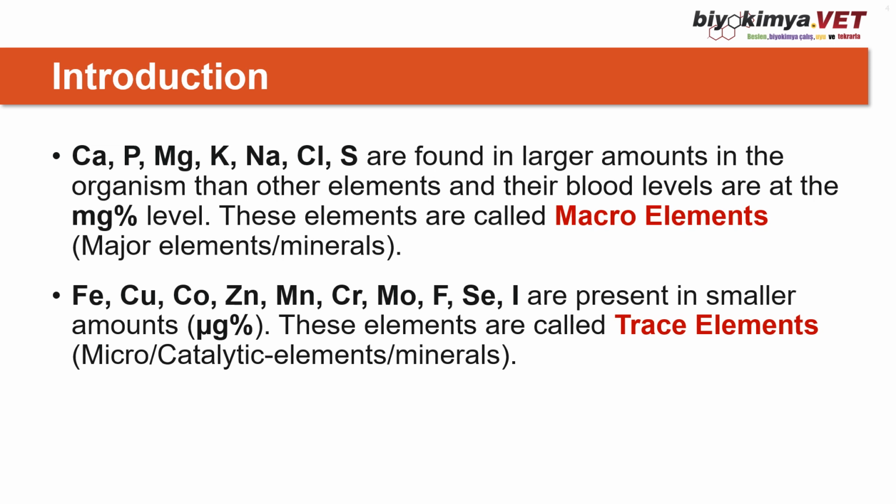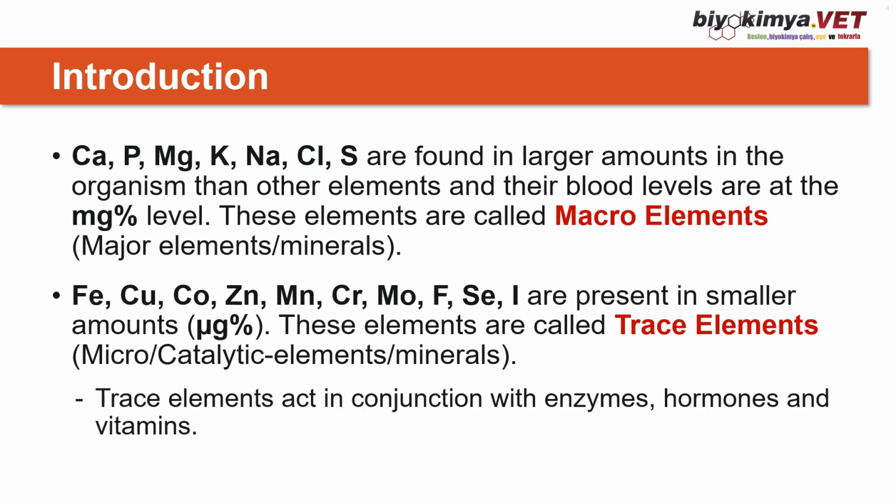Iron, copper, cobalt, zinc, manganese, chromium, molybdenum, fluorine, selenium, and iodine. These elements are present in smaller amounts, at microgram or micromole levels, even nano and pico levels for some. And these elements are called trace elements and also referred to as microcatalytic elements. We call them catalytic elements because they act in conjunction with enzymes, hormones, and vitamins. In other words, they are essential components of some enzymes, hormones, and vitamins. This means without these trace elements, the enzymes, hormones, or vitamins which require them cannot be active.